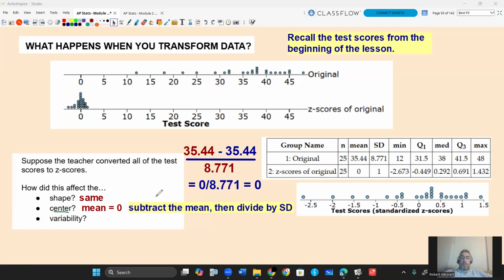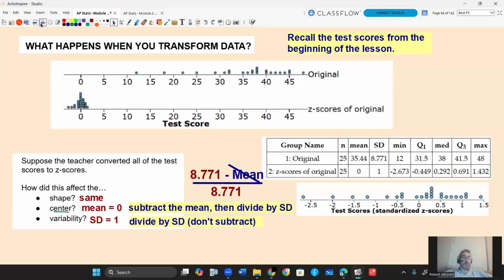The variability looks like it's going to be 1. Now, where does that 1 come from? Well, remember that with standard deviations, we don't subtract the mean. So if I plug in my 8.771 as my value and I subtract the mean, I'm not really subtracting the mean. So really, I'm just dividing the standard deviation by itself. That's going to always give me 1. So the mean will always be 0, and the standard deviation will always be 1 in a z-score standardized distribution.